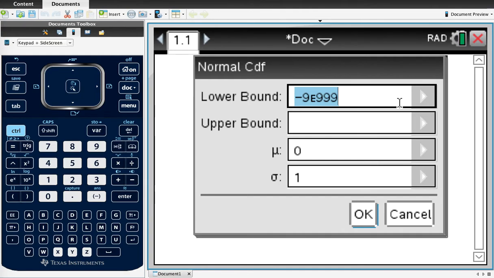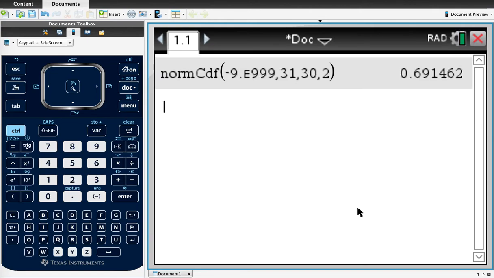And we want to, first of all, work out the probability that X is less than 31. So I basically put my lower bound as being negative infinity, and my upper bound as being 31, and then I type in what my mean and my standard deviation would be, and it will calculate the probability for me.